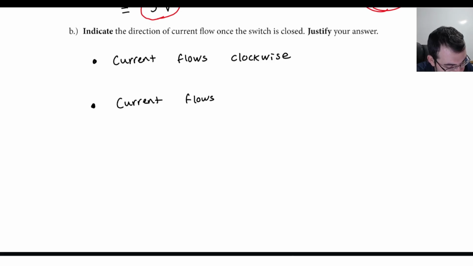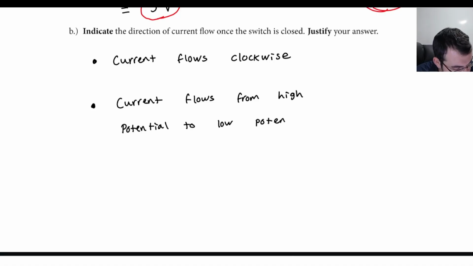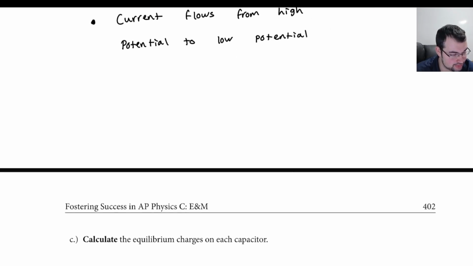So current flows clockwise, and that's because current flows from high potential to low potential. I know people don't like saying current flows, but I will continue to say that current flows. What we should say is the positive charge carriers are moving clockwise, but whatever.